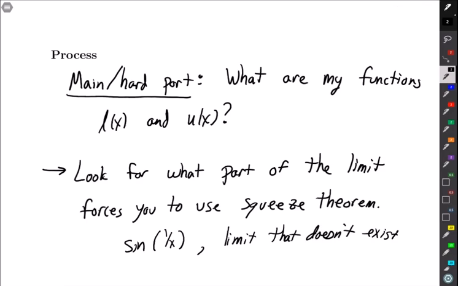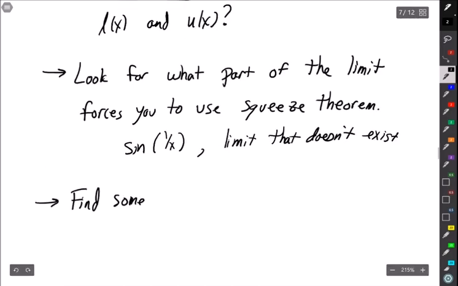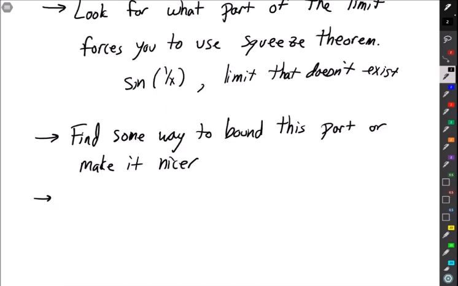Your goal then should be to take this bad part of the problem and try to bound it somehow and make it nicer, right? In this last case, we had sine 1 over x. We made that between minus 1 and 1 because sine is bound between minus 1 and 1. Doesn't matter what you put in, you're getting a number between minus 1 and 1. So find some way to bound this guy or make it nicer, maybe trap it somehow, whatever you have to do to make it look a little bit nicer, and see where that gets you. Then you want to work this bound that you get into your original function and see if the functions that come out of that could be useful for the L and U.